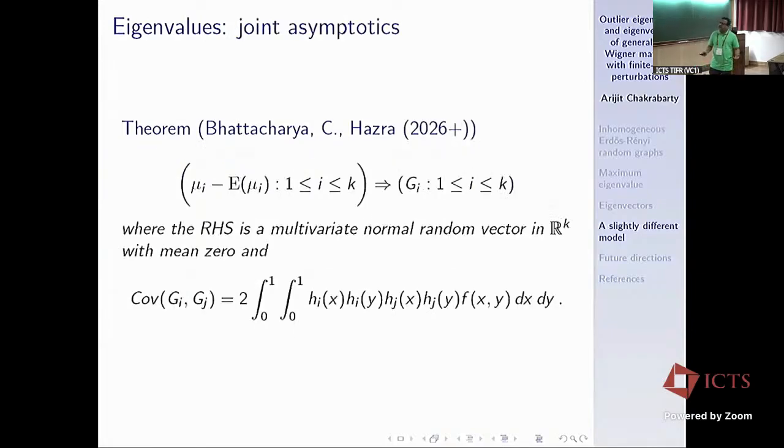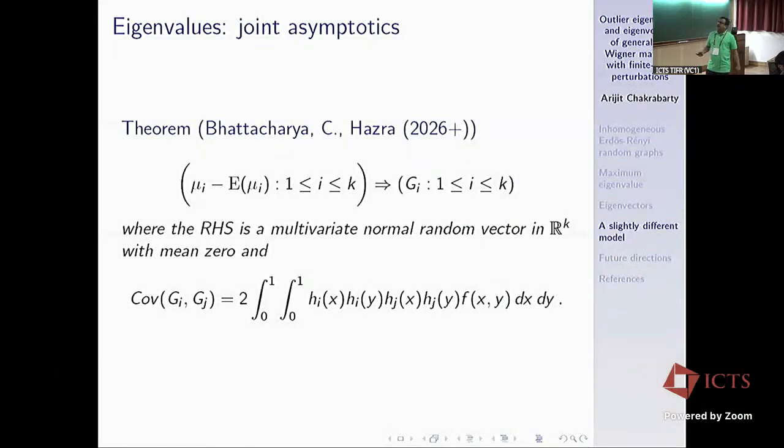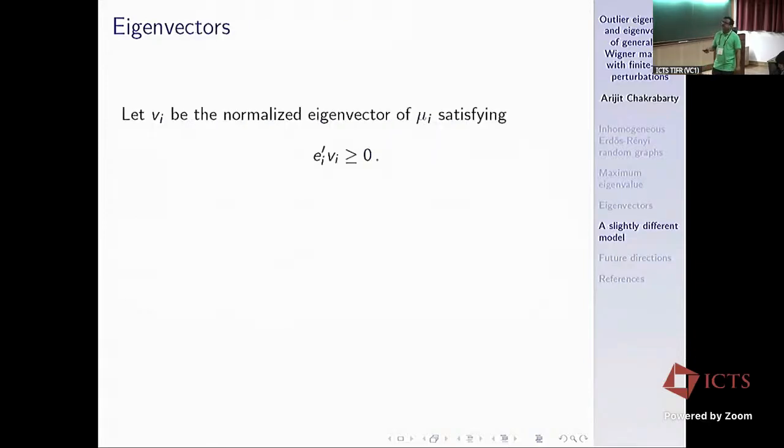And just like in the previous case, we can talk about the joint asymptotics of the top k eigenvalues. They form a multivariate normal random vector with this covariance structure, which is very similar to what we had 2 slides back. Now, what is new in this model is that we can study the rate of alignment of V_i with e_i. That was missing in the previous results.